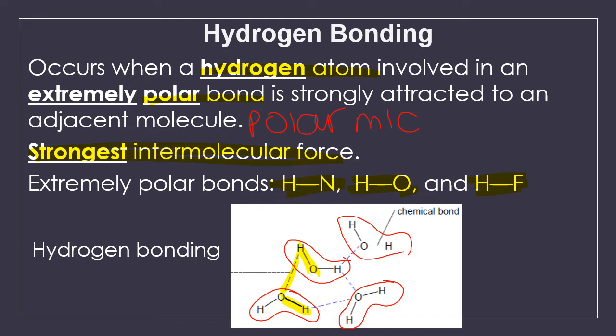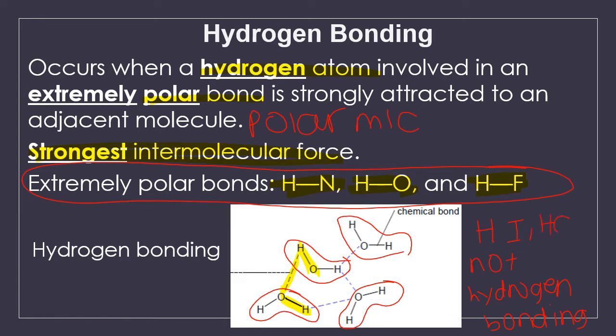Now, if that hydrogen, just like before, was in an HI, that is not hydrogen bonding, because it's not one of those three listed. Those three are the only three bonds that can have hydrogen bonding. Nothing else can. Not HI, not HCl, not H2S, nothing. Just those three.